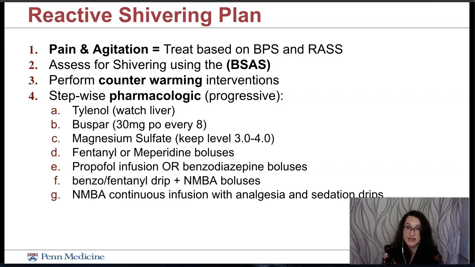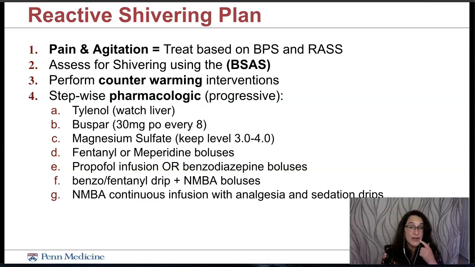and then we're going to do a stepwise pharmacologic approach, and it's progressive. Assuming that there's no contraindications, we're going to give Tylenol around the clock. We're going to give Boost Bar around the clock. We might want to consider, and this is new for people, and a little bit of surprise, keeping that MAG level up. Increased MAG levels can help decrease shivering. Keep that level between 3 and 4. If we're still not getting what we need, we can give some boluses of fentanyl or meperidine.